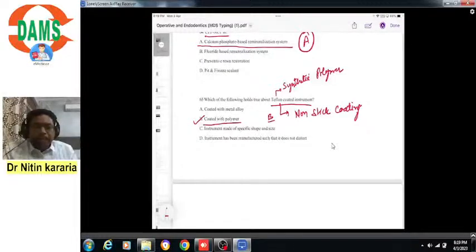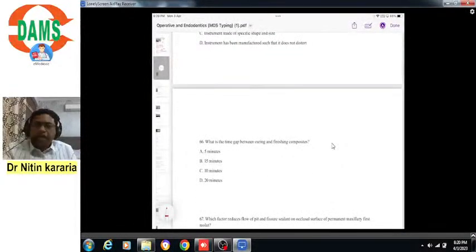Coming over to the next question. This question asks you, what is the time gap between the curing and finishing of composites? Okay, curing means basically the light cure polymerization of the composites, and finishing of composites. How much time should we wait? And the options are 5 minutes, 15 minutes, 10 minutes, or 20 minutes.